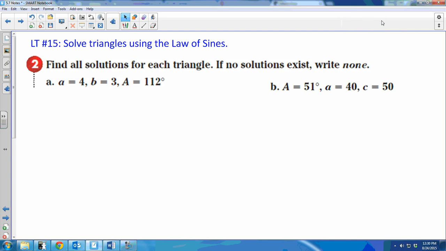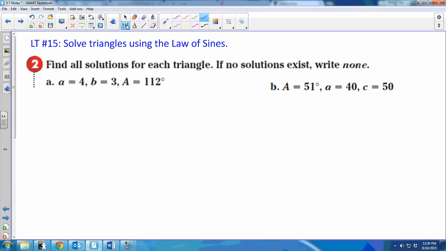So on learning target 15, we are just solving triangles like we've been doing, except we have to determine how many solutions there are before we can actually do that. So for the first one and the second one, the first step would be to use the table to figure out how many solutions, and then we'll go from there.